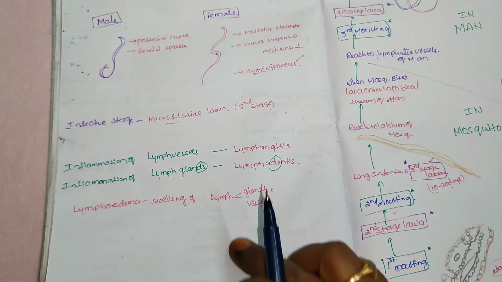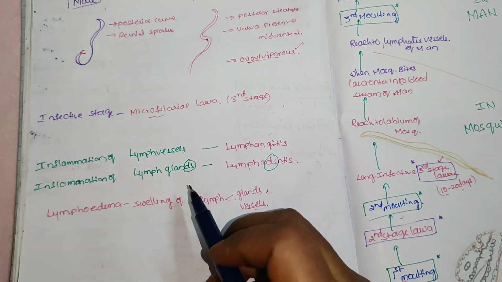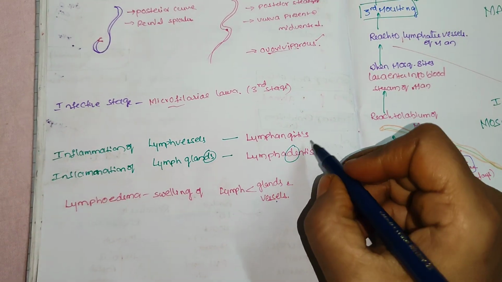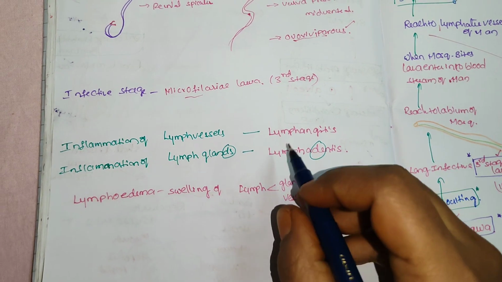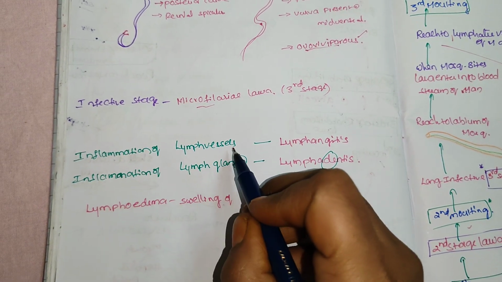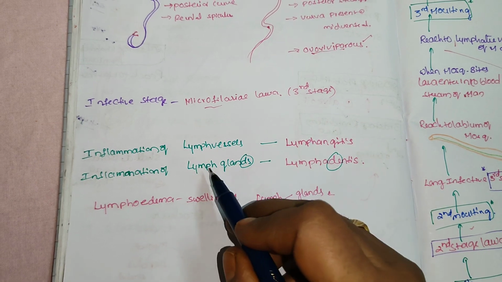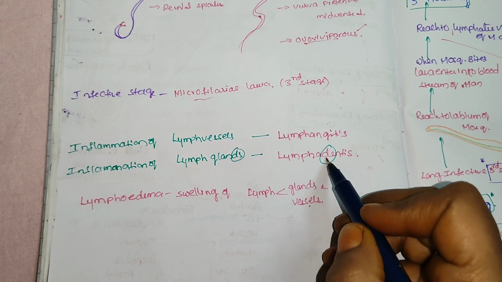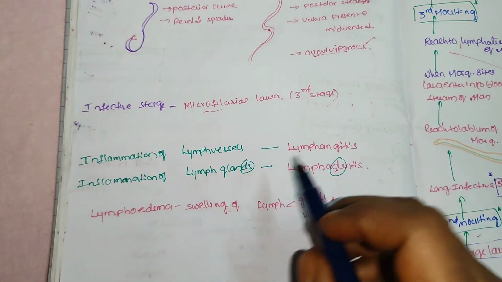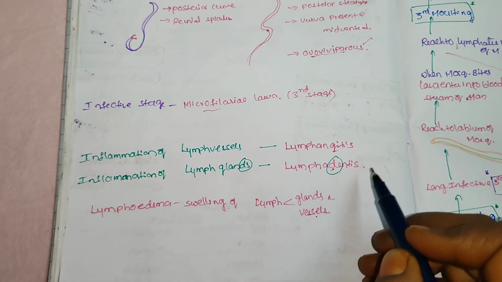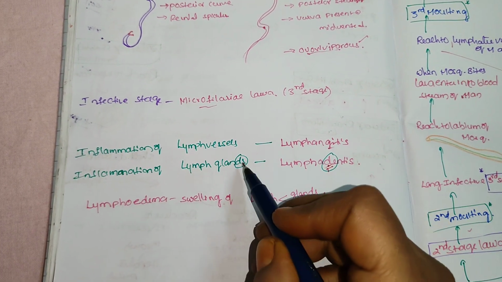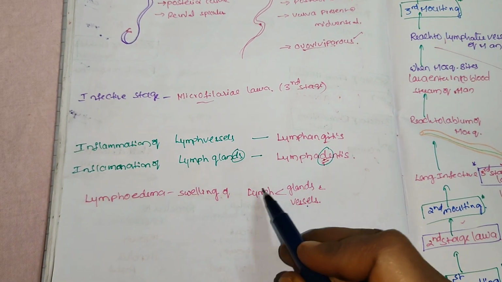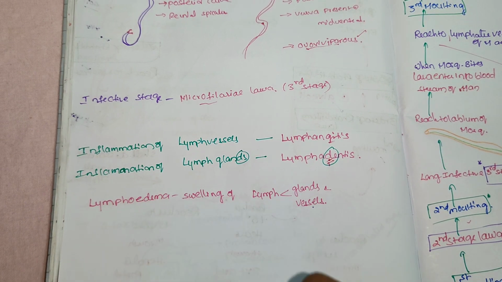Remember one MCQ: the infective stage is the third stage larva. And what is lymphangitis and lymphadenitis? This is also 2 marks and MCQs. Lymphangitis means inflammation of lymph vessels. Lymphadenitis means inflammation of lymphatic glands; D is for gland here. Lymph gland inflammation is called lymphadenitis. Then swelling of the limbs is called lymphedema.